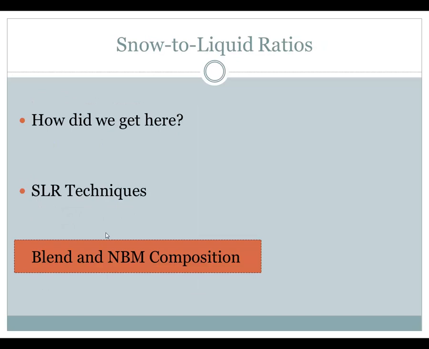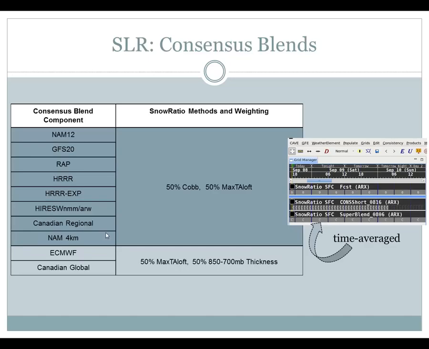So finally, let's come to the last part of this small module. We're going to talk about the consensus blends and NBM composition as of this training. Here are some of the consensus blend snow ratio methods, and for the given model that's in the blend on the left-hand side. You can see a number of components here.